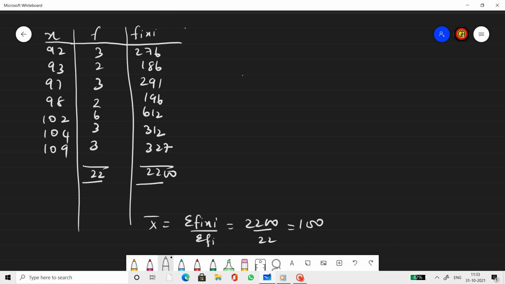So next one, standard deviation. So we have to do the x minus x bar column and then square it. So the x value is 92 and x bar is 100. So 92 minus 100 is minus 8.